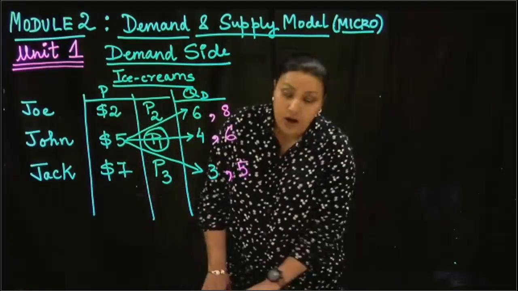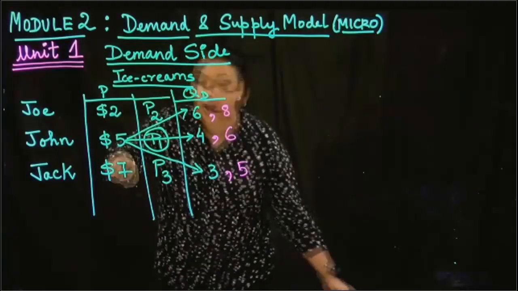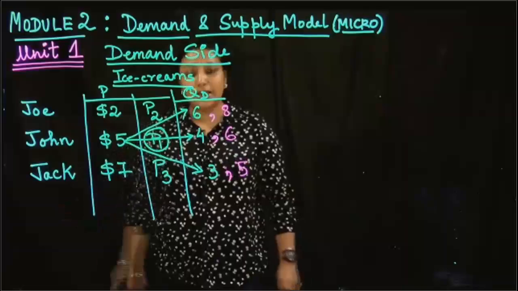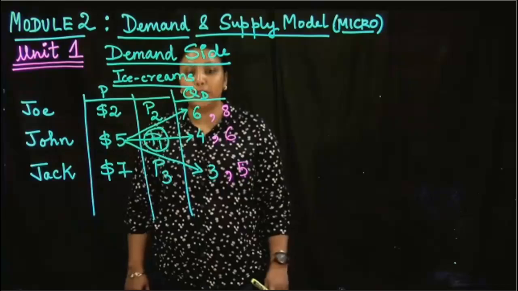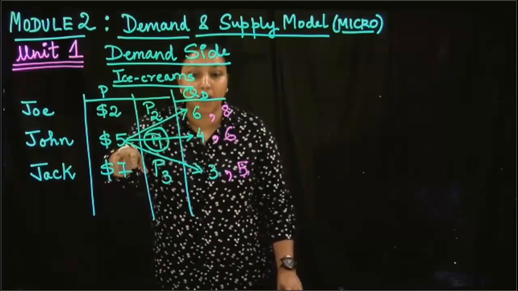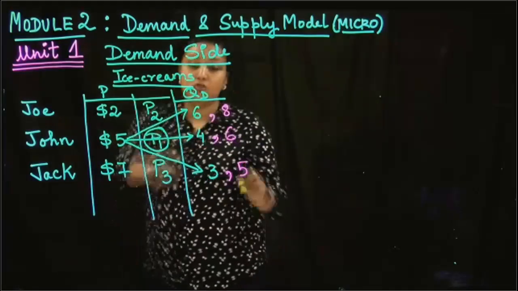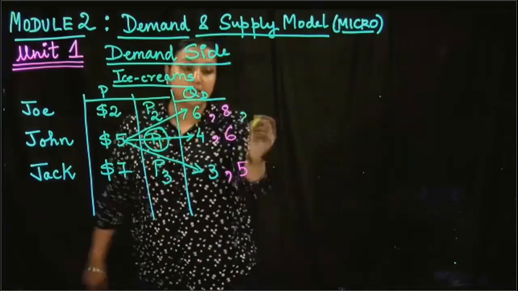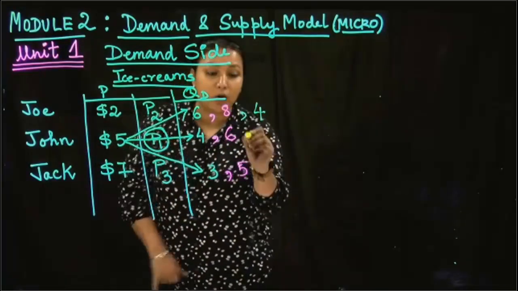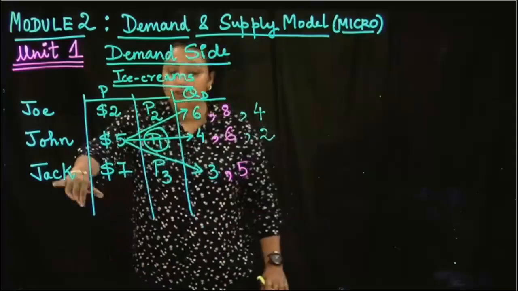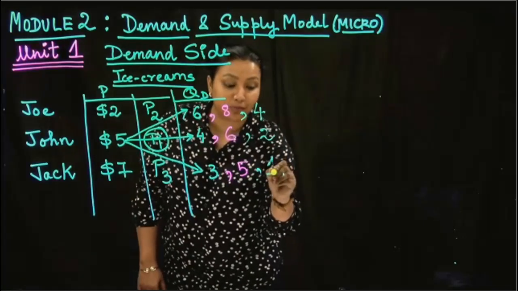Once again, assuming that the law of demand holds, if the price goes up from $5 to $7, then these 3 buyers individually should be willing to buy less than what they were buying at $5, which means Joe should be willing to buy something less than 6, maybe 4. John should be willing to buy something less than 4, maybe 2, and Jack should be willing to buy something less than 3, that is maybe 1, right?